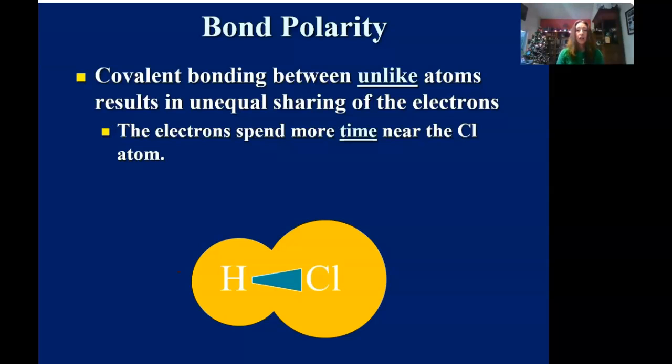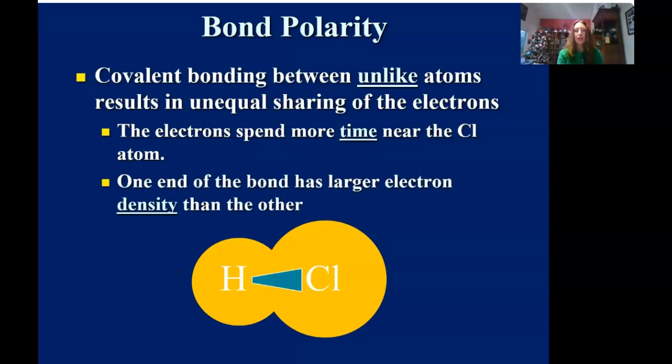So when we have unlike atoms, which means atoms that aren't the same, there is an unequal sharing of electrons, and the electrons will spend more time near the more electronegative atom. Chlorine is the more electronegative atom, which means the electrons are going to hang around here, making chlorine very happy and hydrogen very sad.